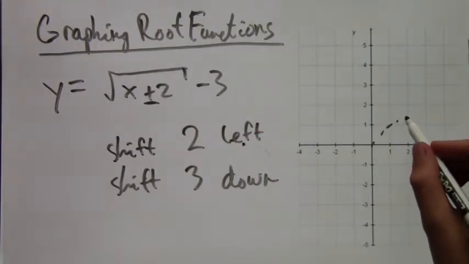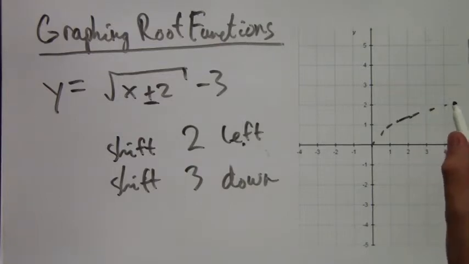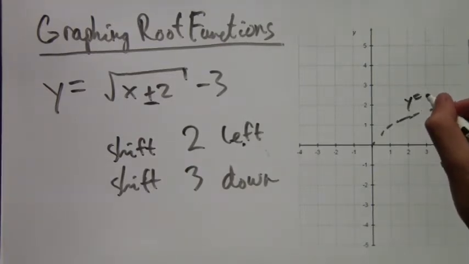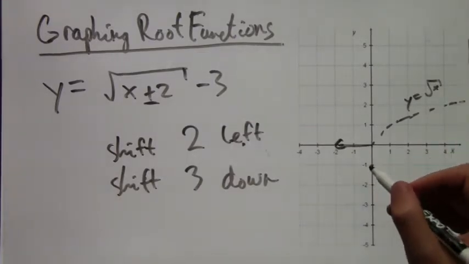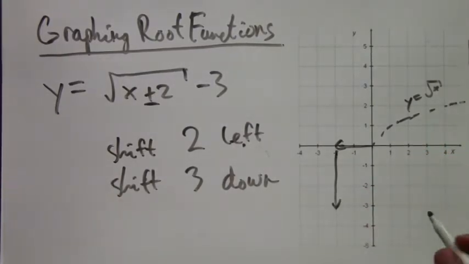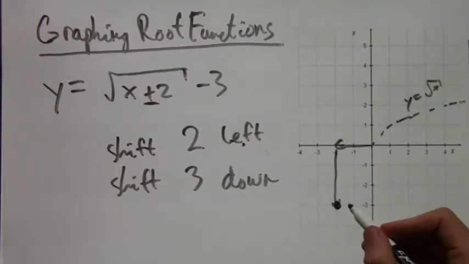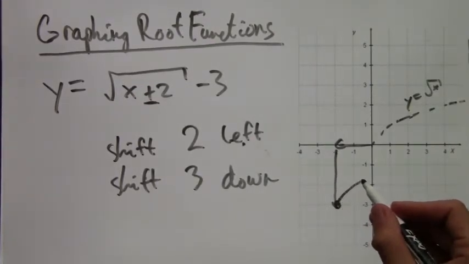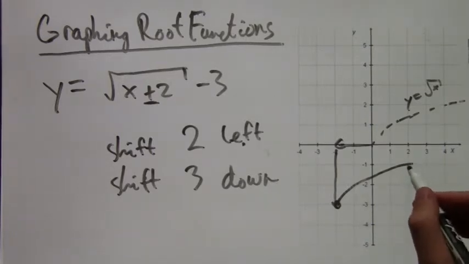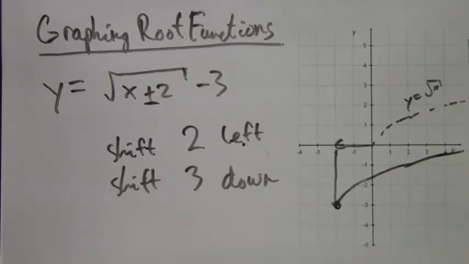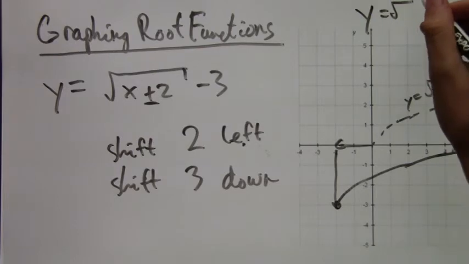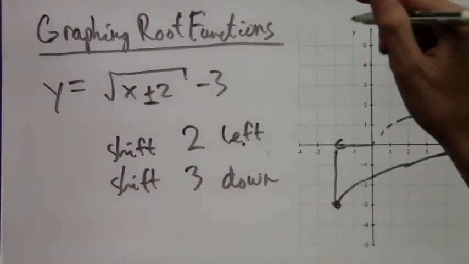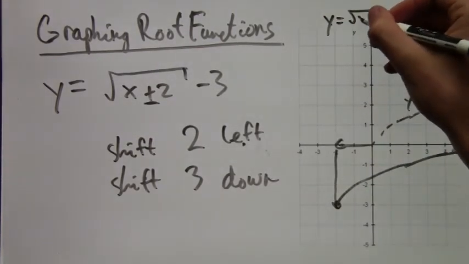So here I'm just sketching what the square root of x looks like. This is y equals root x. So now we're just going to shift the starting point 2 to the left and 3 down to this point. And we're going to make the same graph here, just translated to the side and down. And so this is what the graph of our function, root of x plus 2, all minus 3, looks like. And of course, it's a good idea to label your graphs. So here I'm doing that up on top.